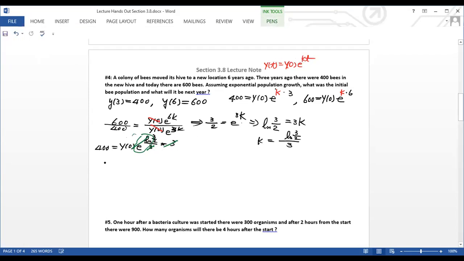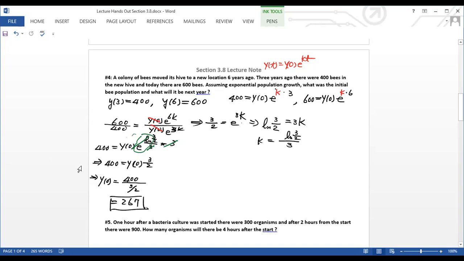So now I have 400 is equal to Y0 times 3/2. So what is the Y0, the initial? How many bees do I have to start with? I have 400 over 3/2 here, right? So I have about 267 bees to start with.